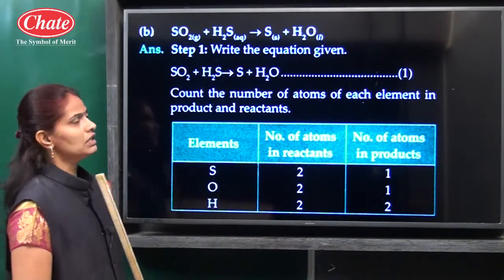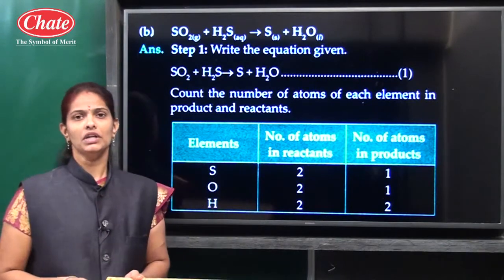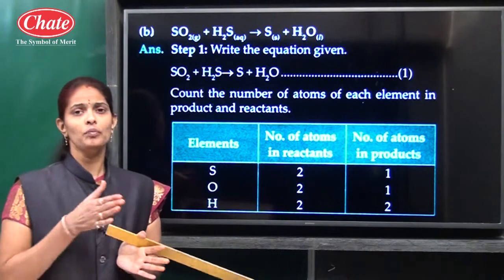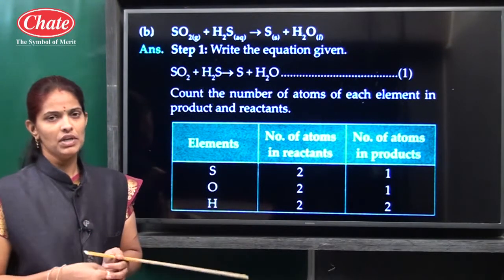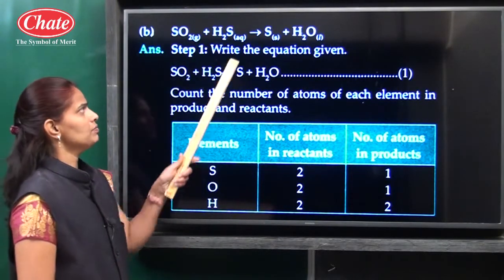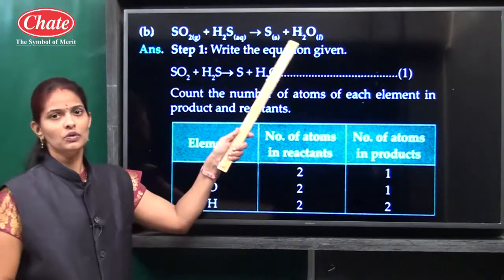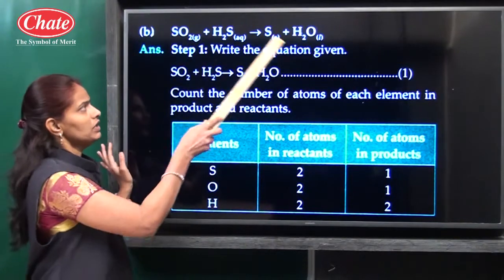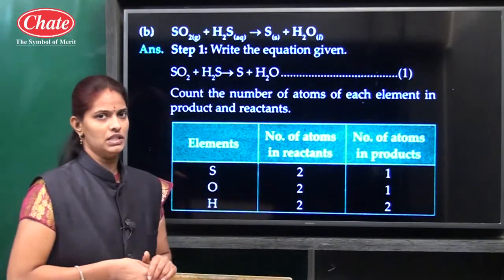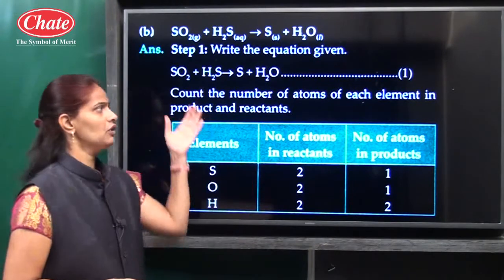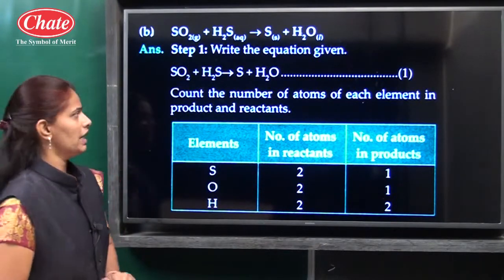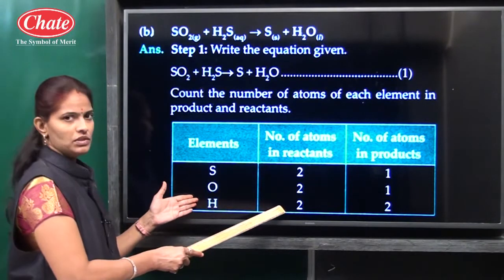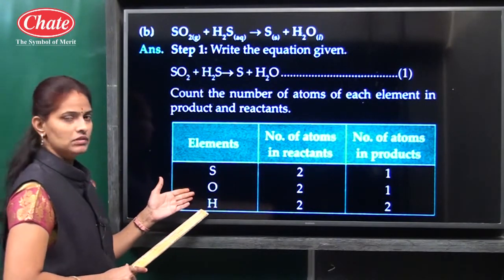Then the other question is to balance the chemical equation. Here one equation is there and you have to balance it. What is a balanced chemical reaction? The number of atoms on the reactant side is equal to the number of atoms on the product side. So you have to find out whether the reaction is balanced or unbalanced. If it is unbalanced, then you have to balance this chemical reaction. So first count the number of atoms of the elements on the reactant side.